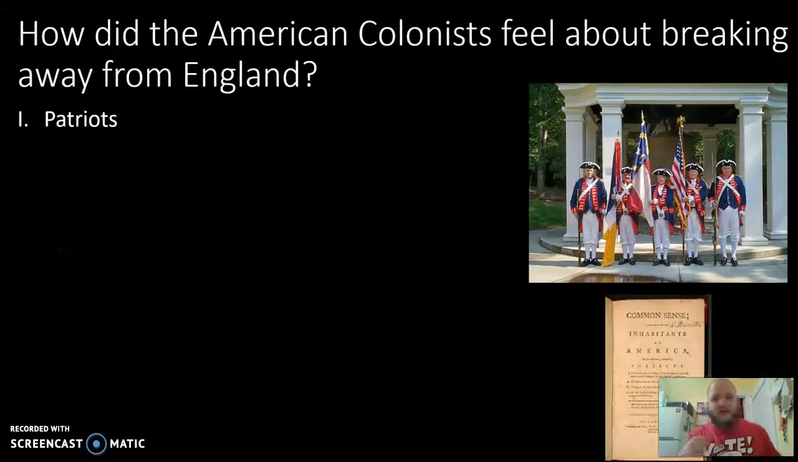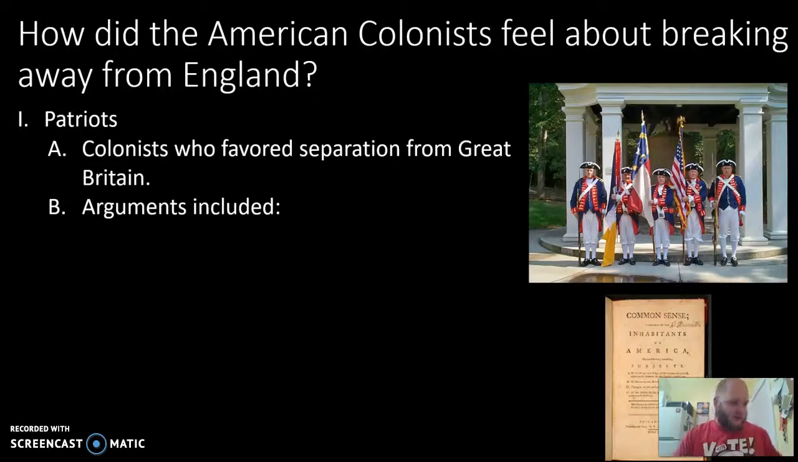So we need to ask ourselves, how did American colonists feel about breaking away from England? Like our journal showed us yesterday, this was not an immediate thing. Not everyone wanted to break away from England right away. And so there is an eventual buildup of people who want to break away from England, and there's people that want to actually stay with England as well. Our first group that we're going to look at are patriots. And this is probably the definition that I would totally include on this paper. But as you might be aware, these are colonists who favored separation from Great Britain.